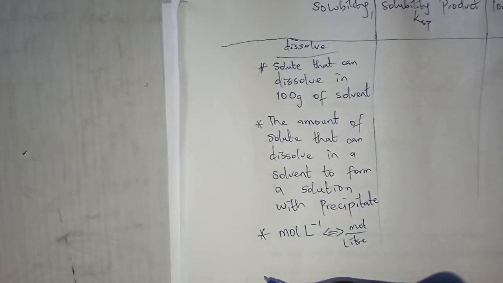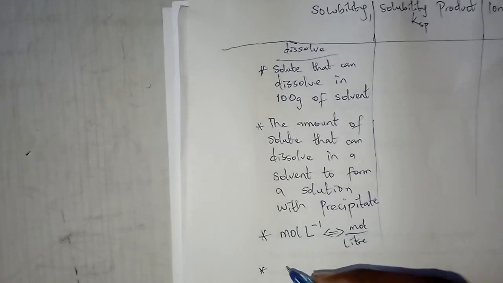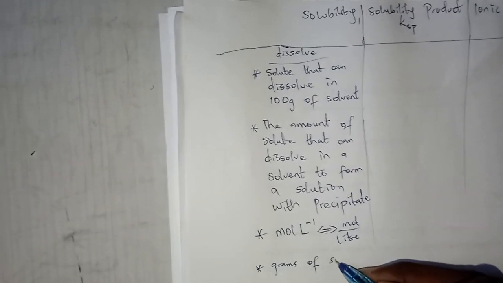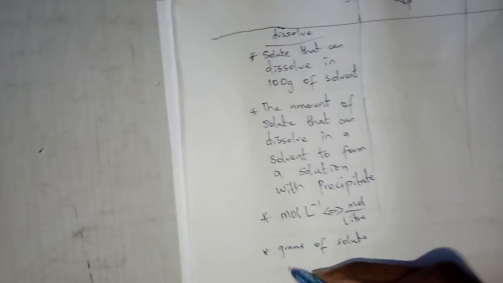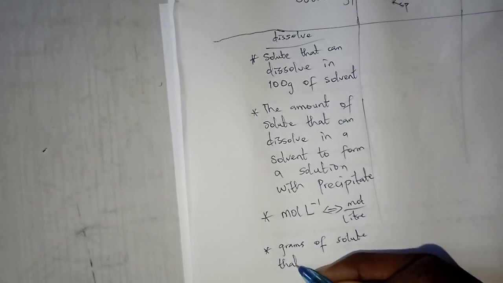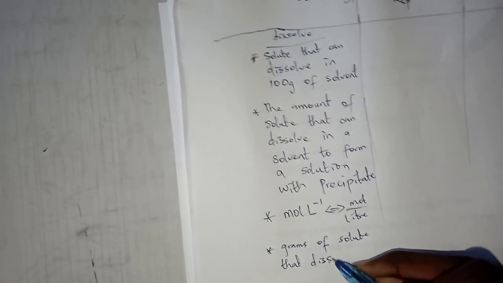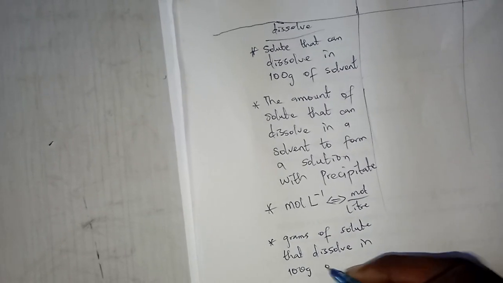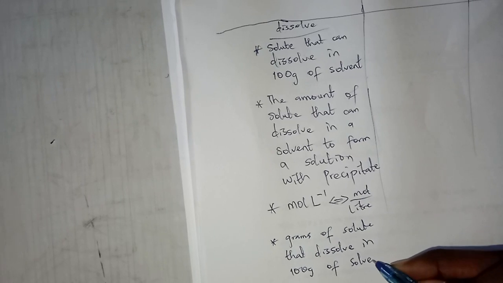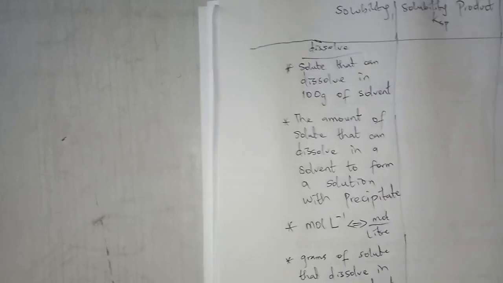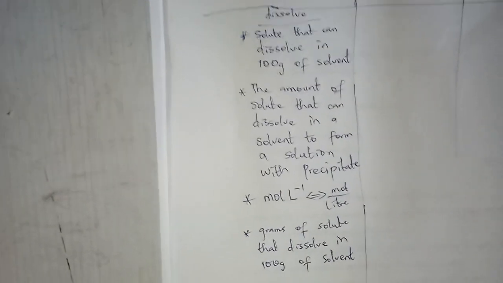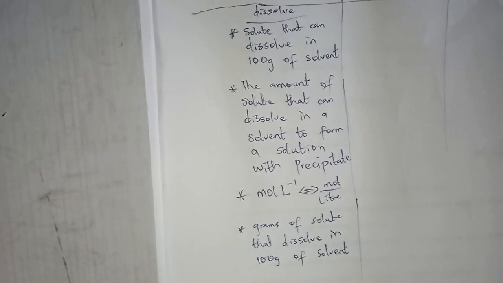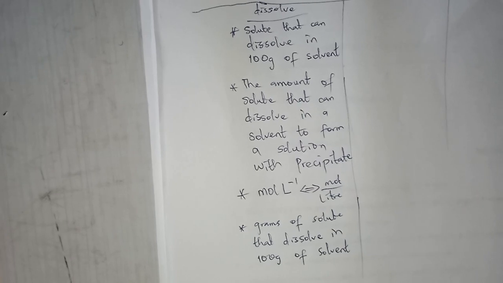So we can also define solubility as the grams of solutes that can dissolve in 100 gram of solvents. So if I say be soluble, what it means is be dissolving or dissolve.